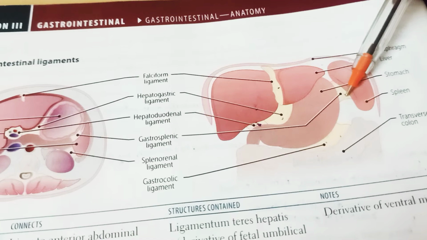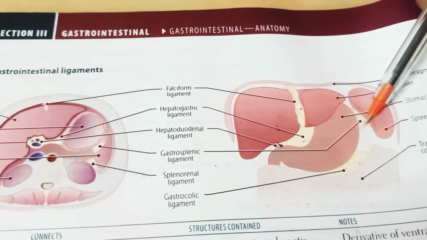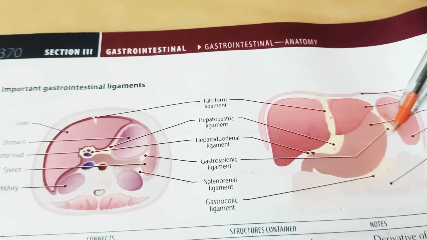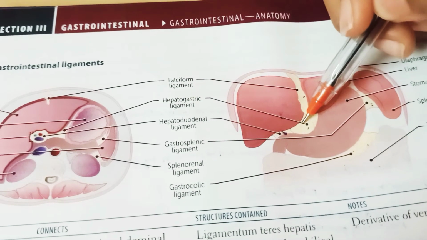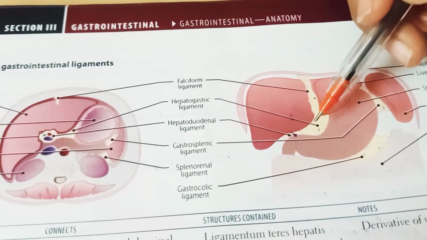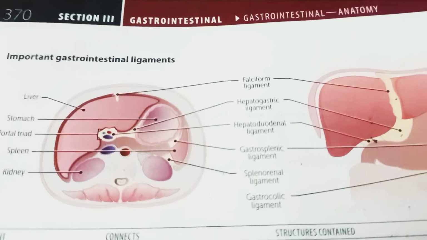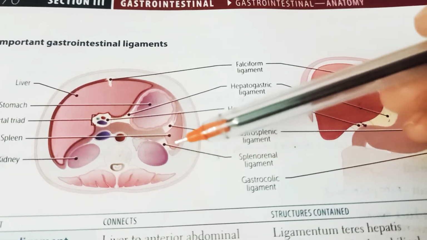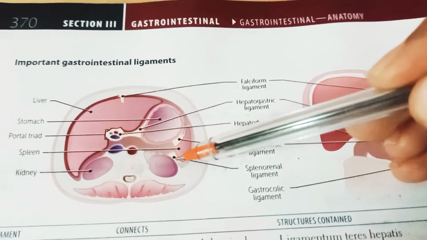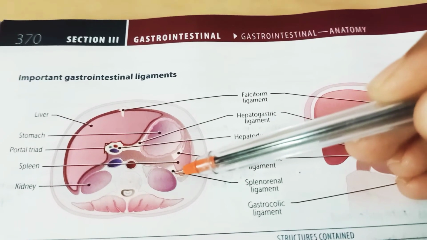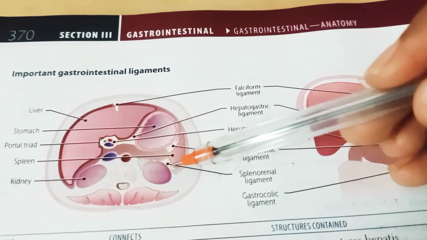It separates the greater and lesser sac on the left, just as the hepatogastric ligament does on the right. Very important: the hepatogastric ligament separates the lesser and greater sac on the right, and on the left it is the gastrosplenic ligament. Next is the splenorenal ligament, between the spleen and the kidney. This ligament contains the splenic artery and vein, and also the tail of the pancreas. It is also a derivative of dorsal mesentery.